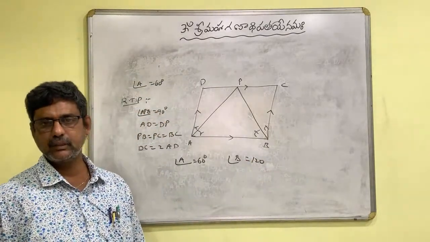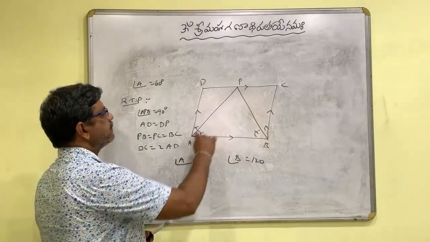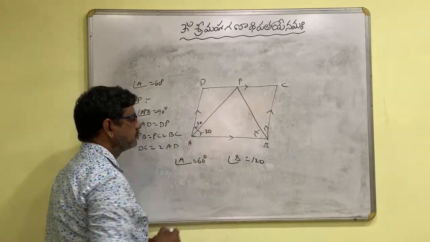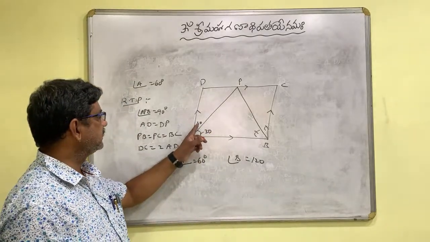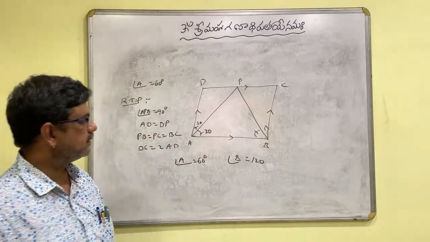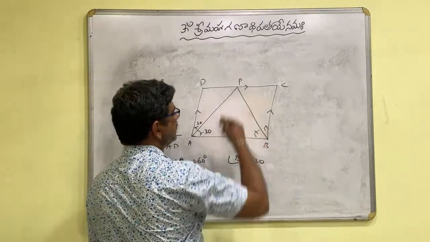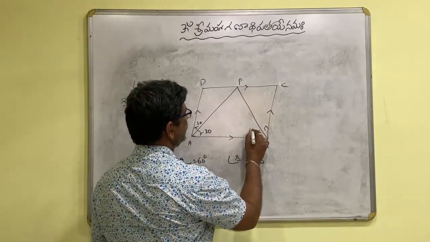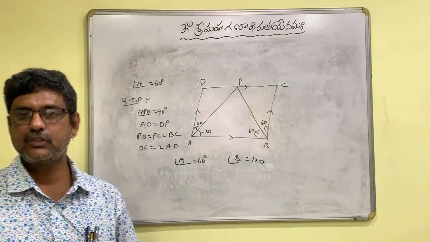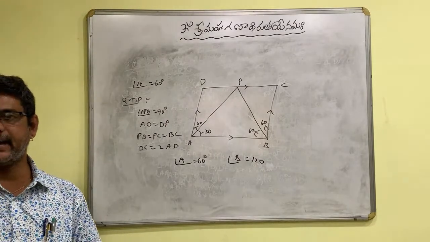Okay? Now, angle A is 60 and AP is the bisector. So this one is 30, this one is 30. Next, angle B is 120. Then BP is the bisector, so 60, 60. Since BP is the bisector of angle B, we can take it as 60, 60.